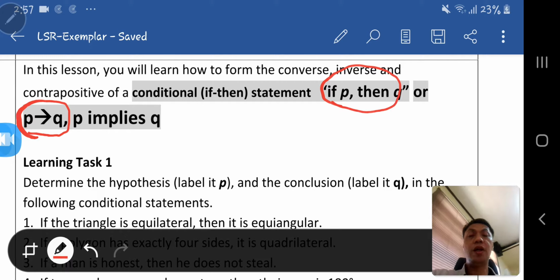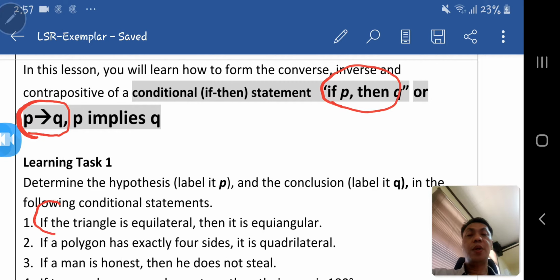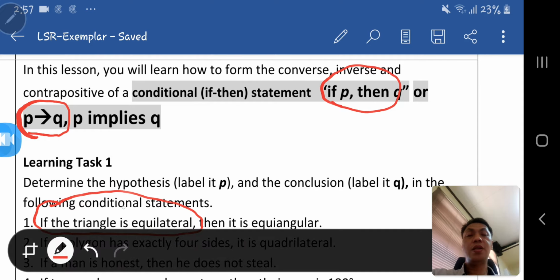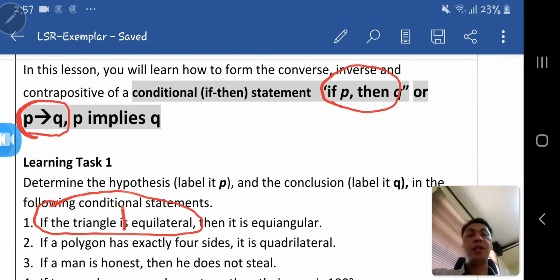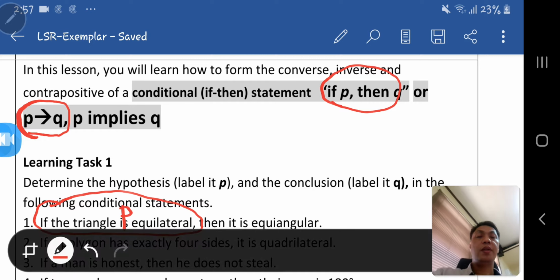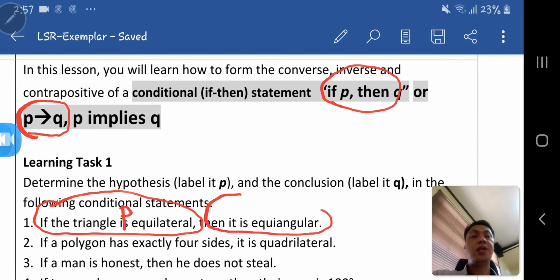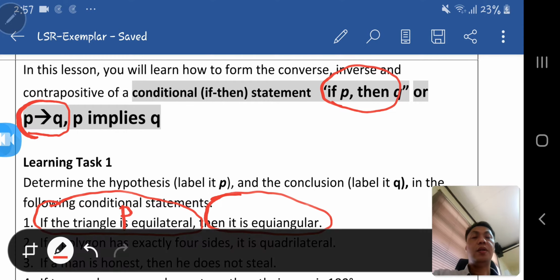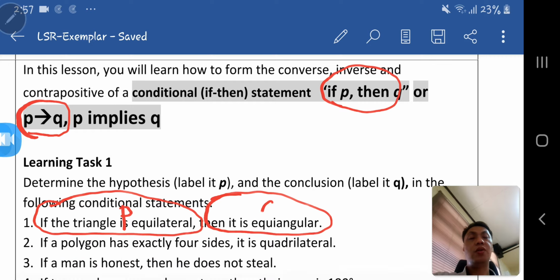Okay, let's do the first example. If the triangle is equilateral, then it is equiangular. This is the if part of the statement. So this is the hypothesis. We will label this as P. This is the then part of the statement. This is the conclusion, so we will label this as Q.